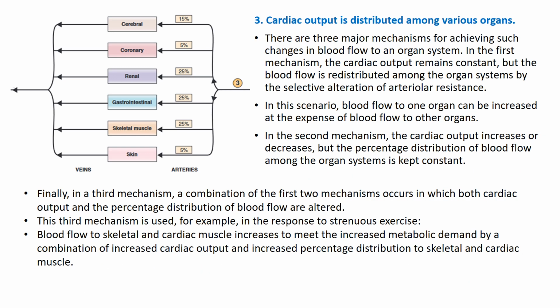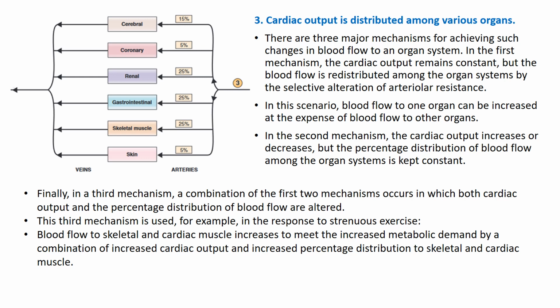There are three major mechanisms for achieving such changes in blood flow to an organ system. In the first mechanism, the cardiac output remains constant, but the blood flow is redistributed among the organ systems by the selective alteration of arteriolar resistance. In this scenario, blood flow to one organ can be increased at the expense of blood flow to other organs.